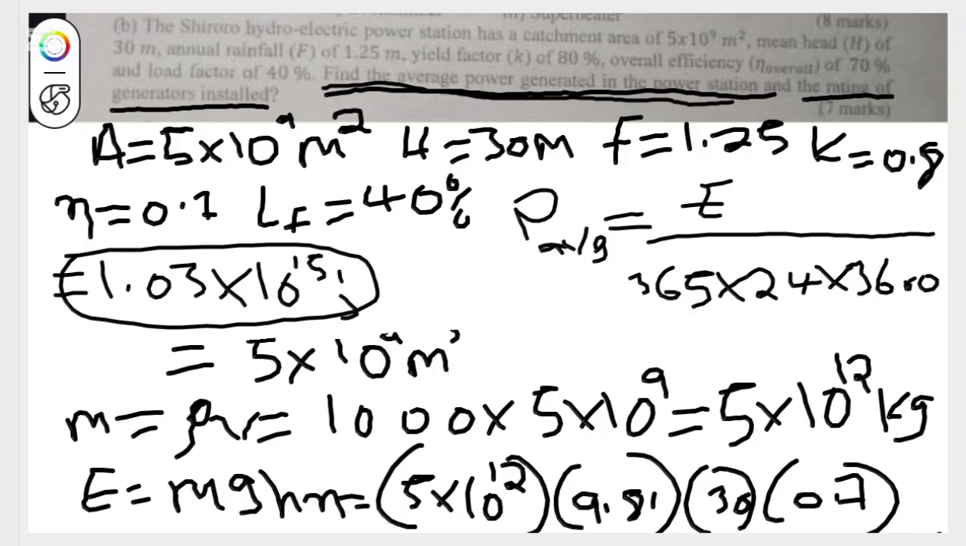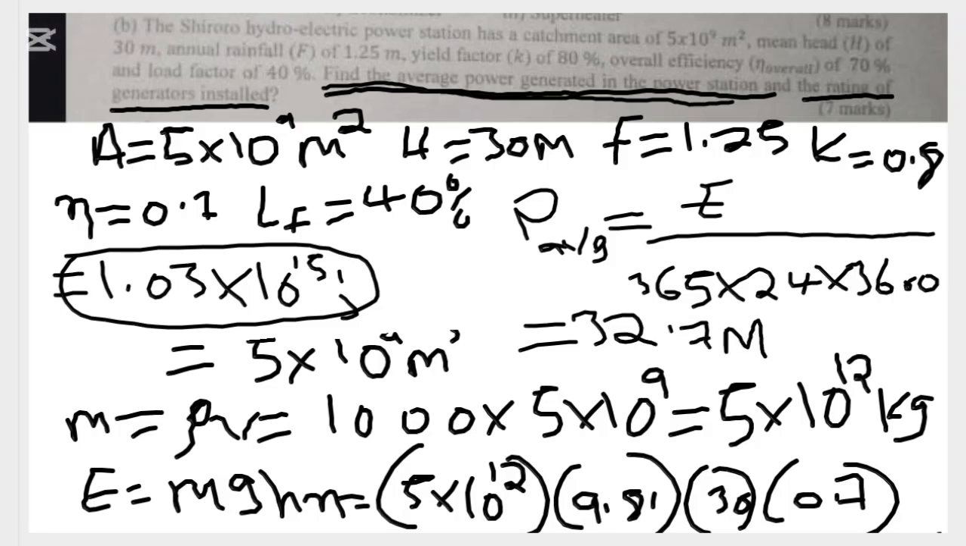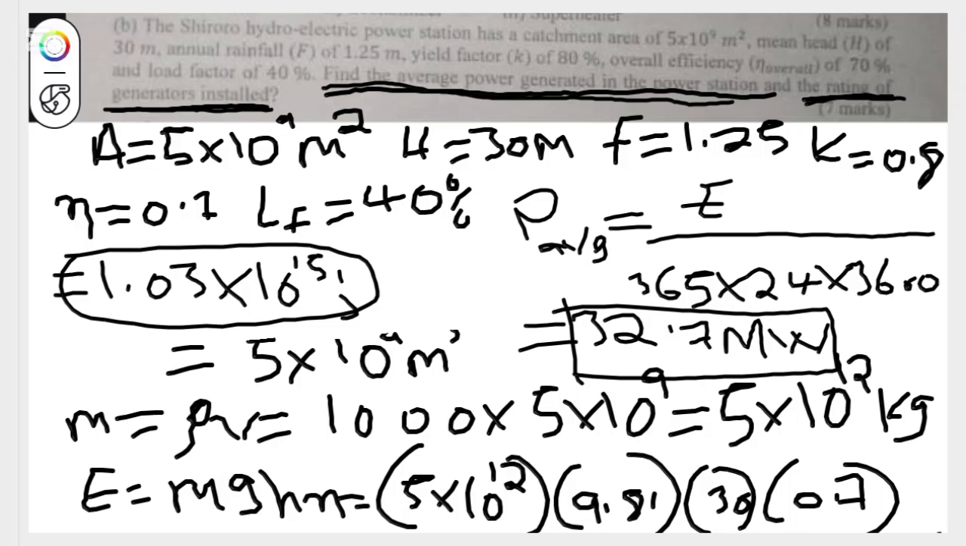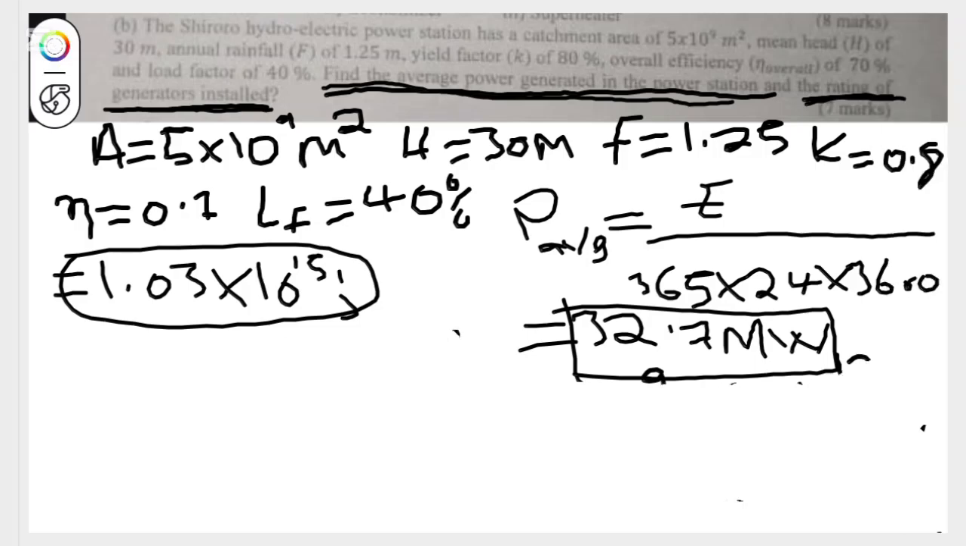After then, the average power will be equal to 32.7 megawatts. So this is the average power in this station. The next part says the rating of generators installed, so we have to find the generator rating.